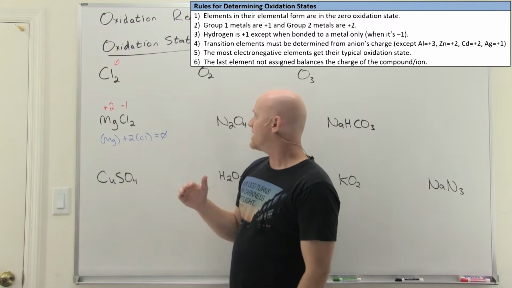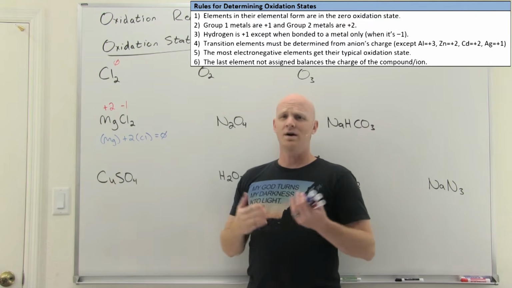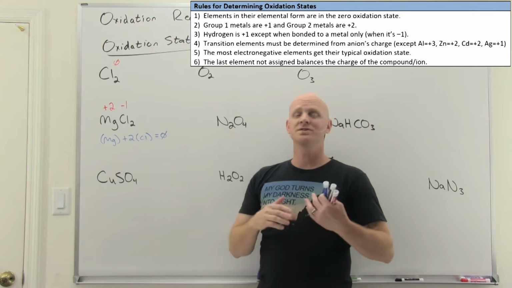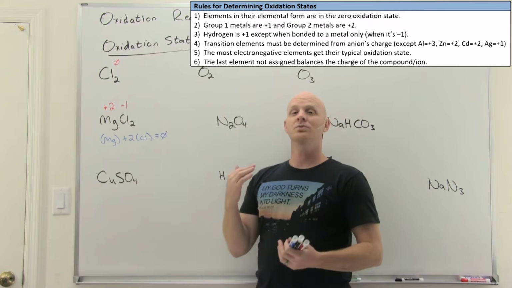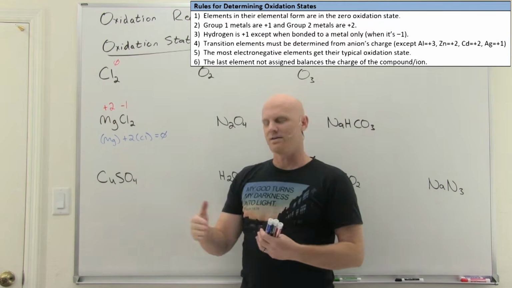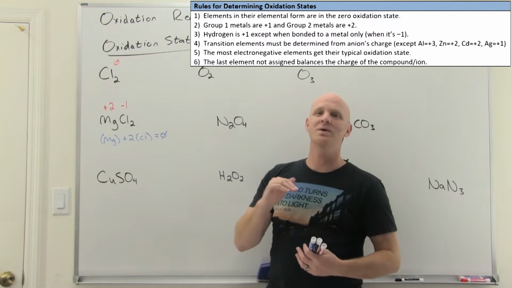So there's magnesium chloride. Moving on to the next one, we've got N2O4. Rule number 1 deals with things in their elemental form. This is a compound, so we'll skip it. Rule number 2 deals with group 1 and group 2 metals. We don't have any. Rule number 3 deals with hydrogen, which will be the next thing to assign. I don't have any hydrogen. Okay, moving on. Rule number 4 deals with transition metals. I don't have any transition metals, so we move on.